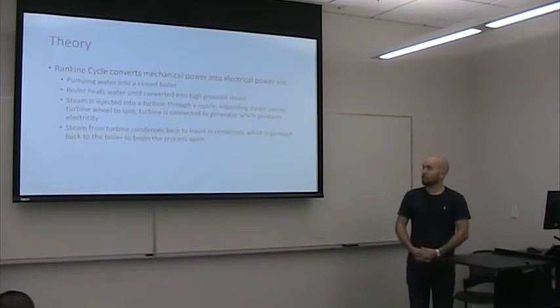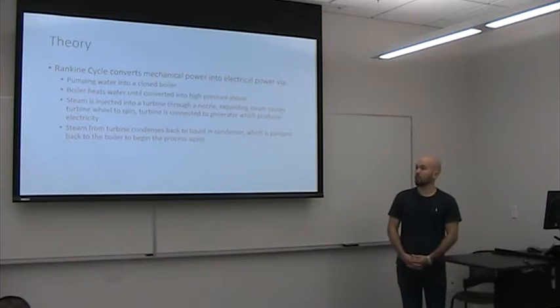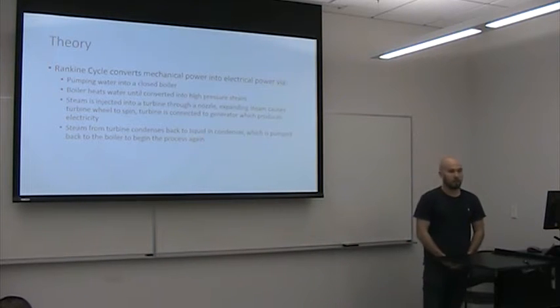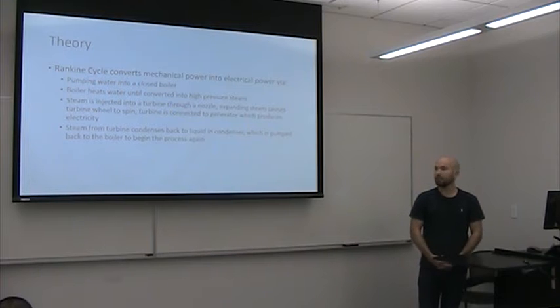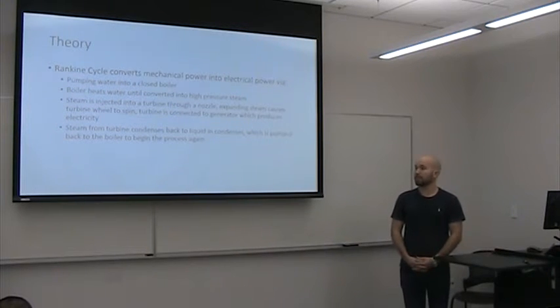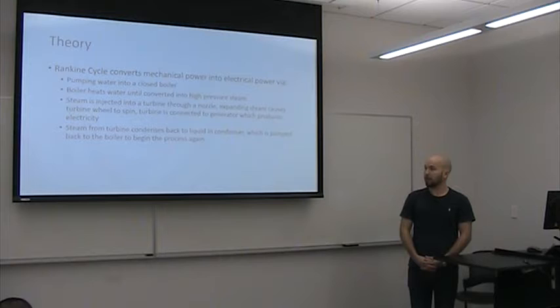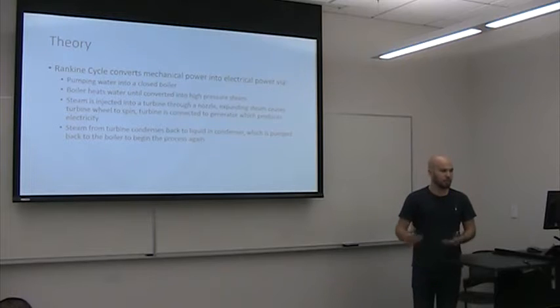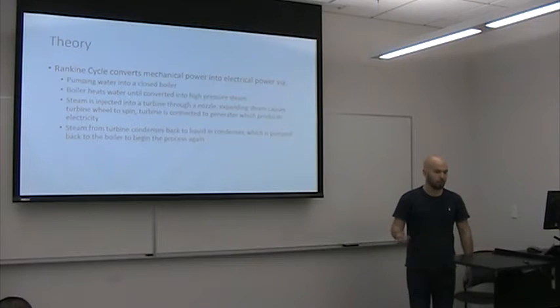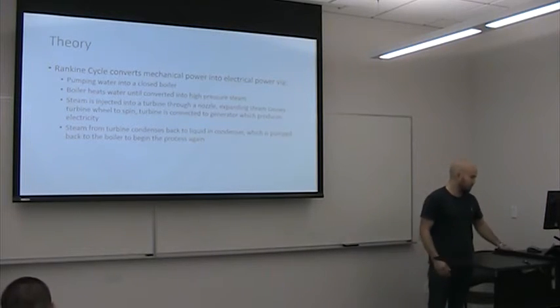You use a pump to pump the water to high pressure. This goes into the boiler, and the boiler heats the water. The water is then sent to the turbine, or through a nozzle first, to accelerate the speed of the steam. The steam goes to the turbine and creates power by decreasing the kinetic energy of the steam. This steam then goes to a condenser and is cooled down, and it is brought back through the pump, and then the cycle starts over again.